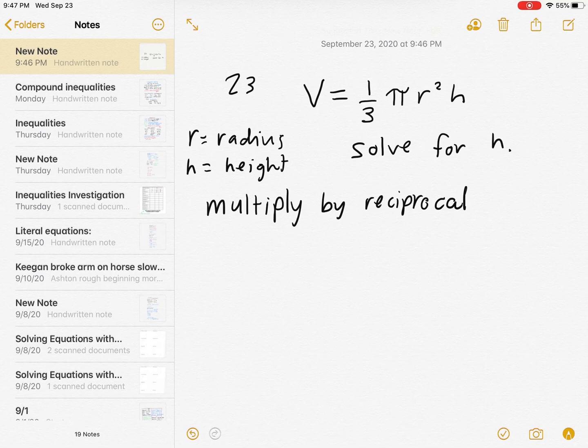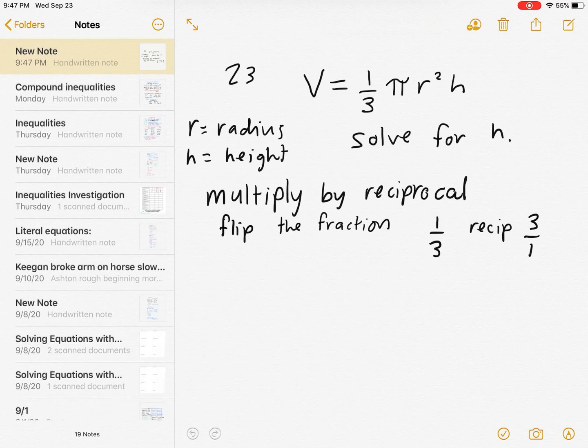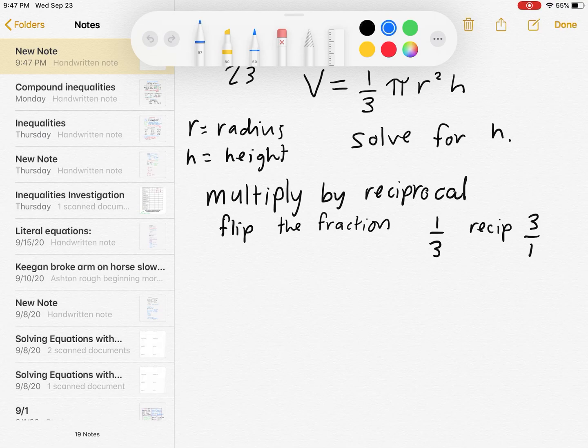Keep in mind a reciprocal is you take a fraction and you flip it over. So in this case, 1/3, the reciprocal becomes 3/1. So we're going to go ahead and multiply both sides. Oops, that's not what I wanted to do. We're going to multiply both sides by 3. 1/3 times 3, that's going to cancel it out, and that's the whole point. So we get 3v equals pi r squared h.